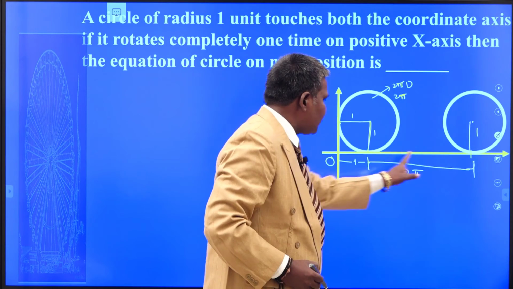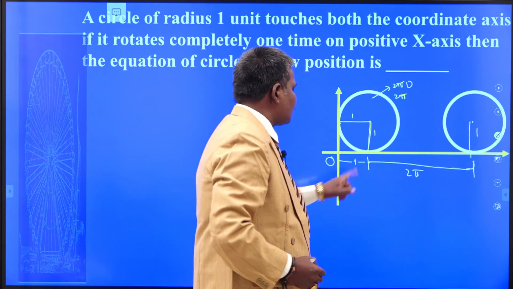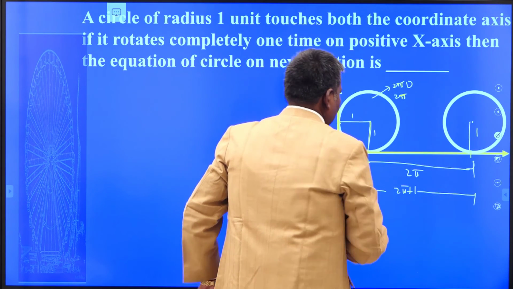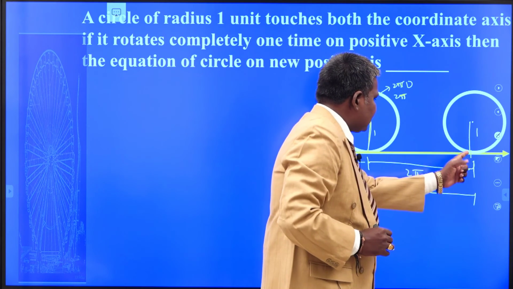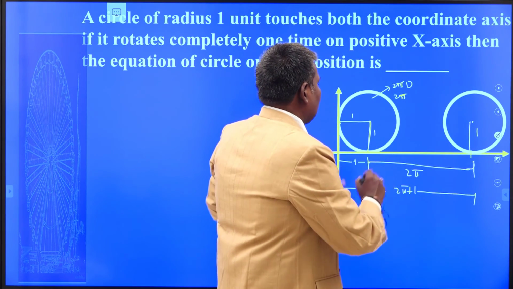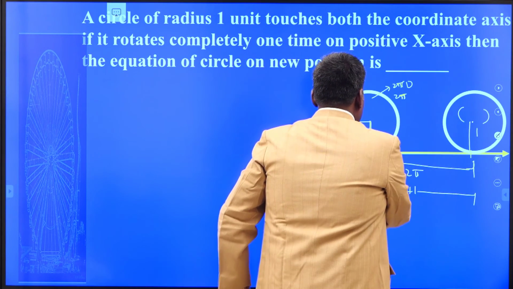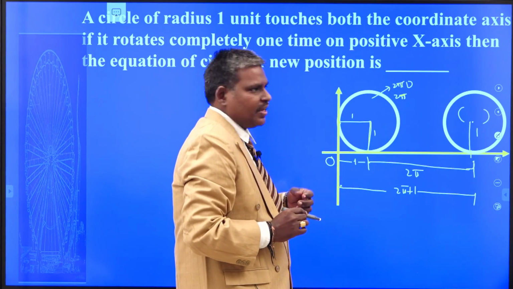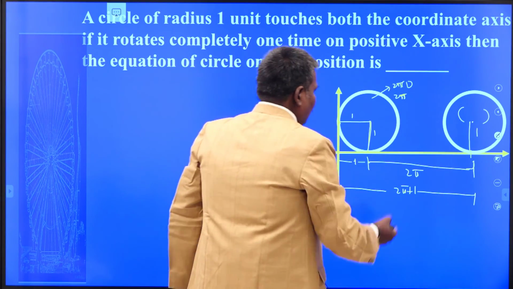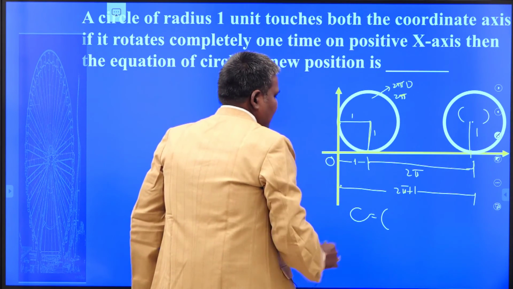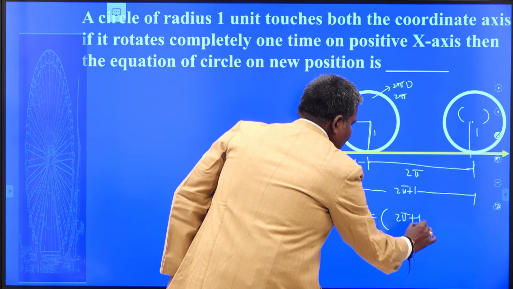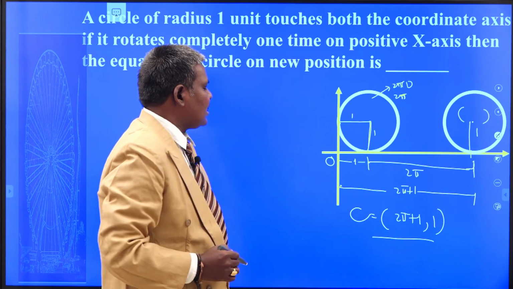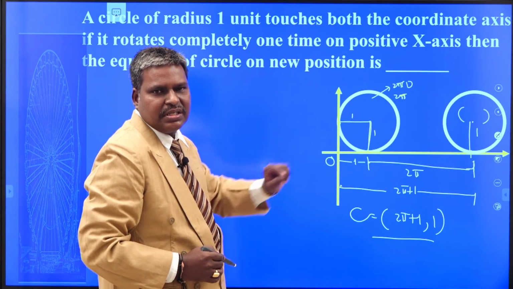Now what is the distance from here to here? That is 2 pi plus 1 units. This is the x distance and 1 is the y distance. Can you write the coordinates of this point? The distance from here to here is x, the distance from here to here is y, so the coordinates of that point are x comma y. Clearly your point is in the first quadrant, so both will be positive. So the center of the circle is 2 pi plus 1 comma 1. What is the radius? 1 unit.